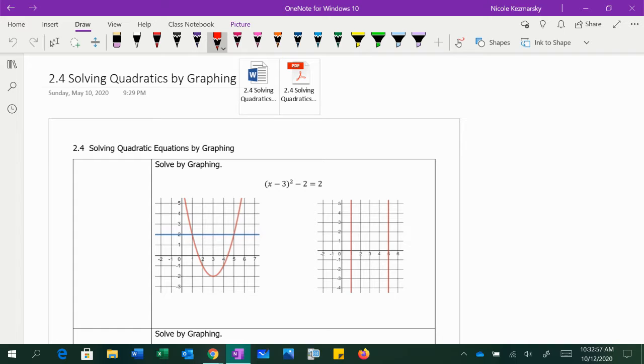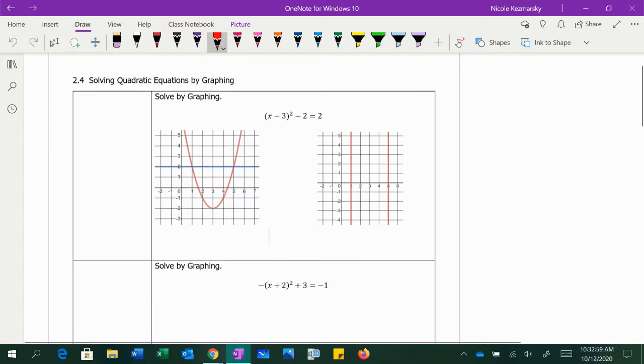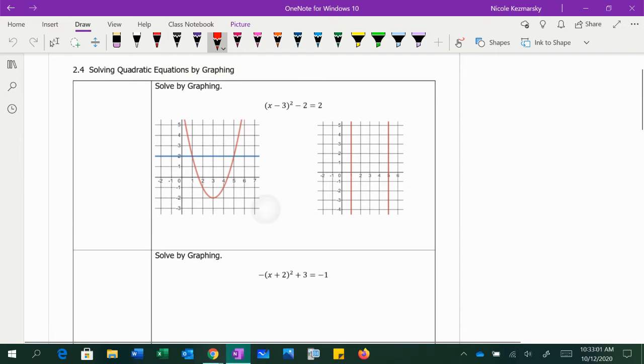So in this first example, we have the equation (x minus 3) squared minus 2 equals 2, and we'd like to solve it for x. So we're trying to get x by itself, or we're trying to isolate x. We can do this a couple of different ways using Desmos and using graphing.